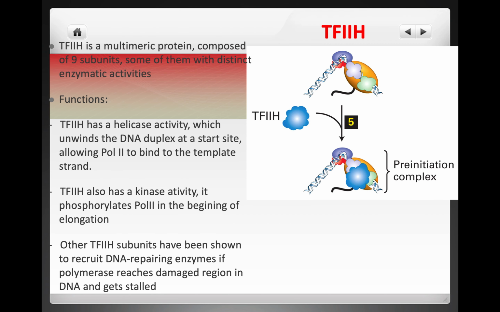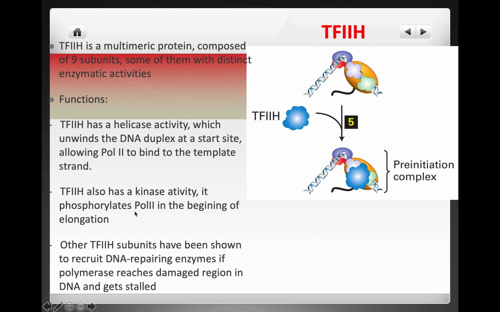So the next one is TF2H. We know that it is a multimeric protein composed of 9 subunits. Since it has a helicase activity, what is the function of helicase? Remember that back? It unwinds the DNA duplex at the start site to allow RNA polymerase to bind to the template strand, because if it doesn't unwind, your RNA polymerase could not start off the transcription, as it's still wound together.